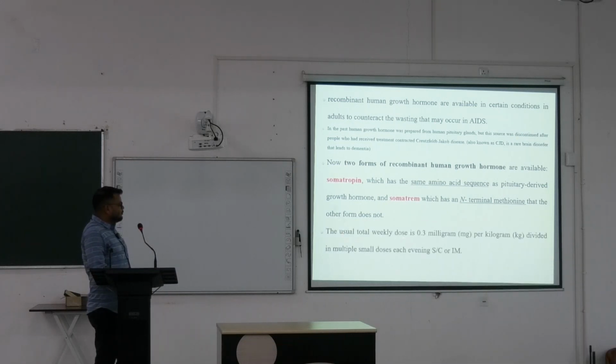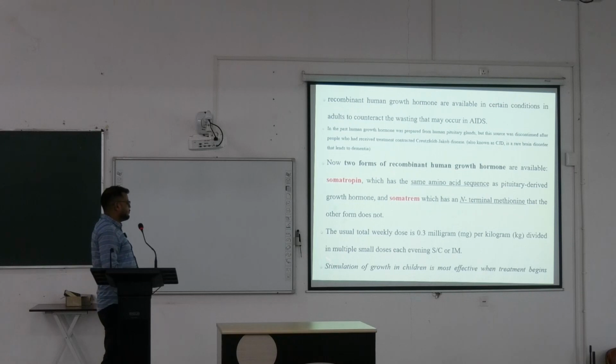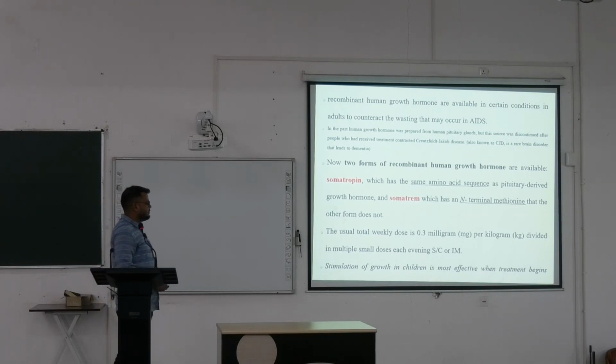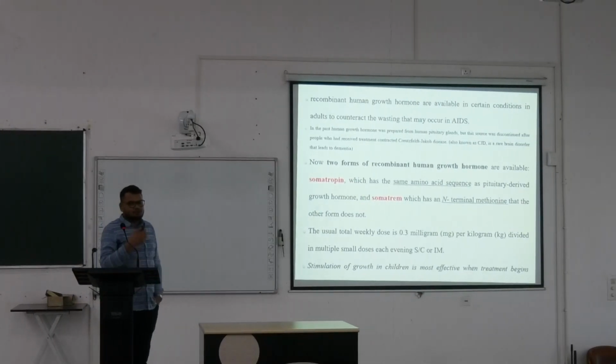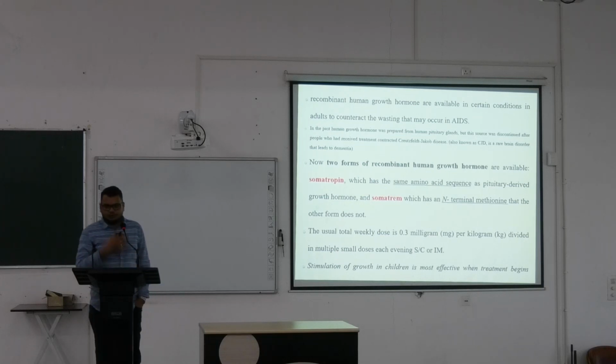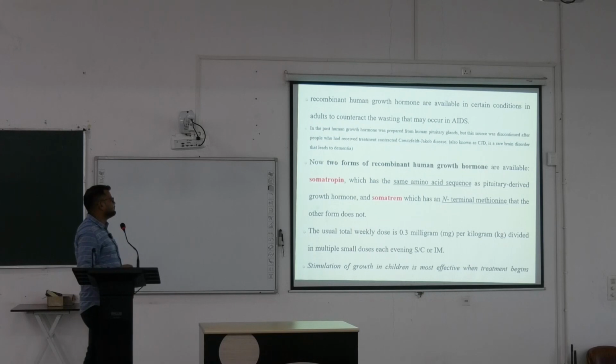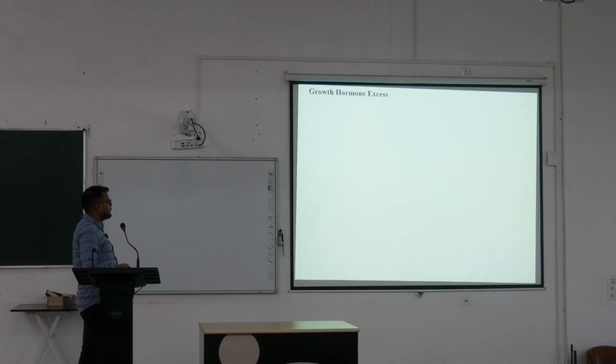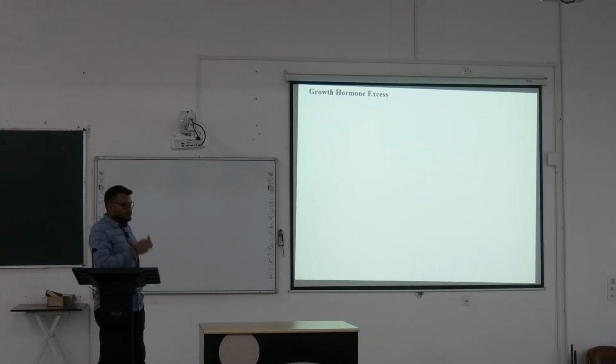The usual total weekly dose is 0.3 milligram per kg, divided in small doses each evening, subcutaneous or intramuscularly. Stimulation of growth in children is most effective when treatment begins early. যত তাড়াতাড়ি গ্রোথ হরমোন দেওয়া যাবে একটা গ্রোথ হরমোন ডেফিসিয়েন্ট বাচ্চাকে, তত বেটার রেসপন্স, okay. So that is growth hormone deficiency.